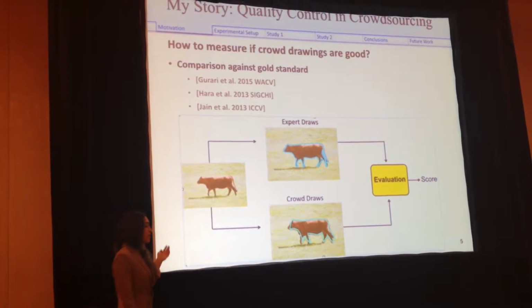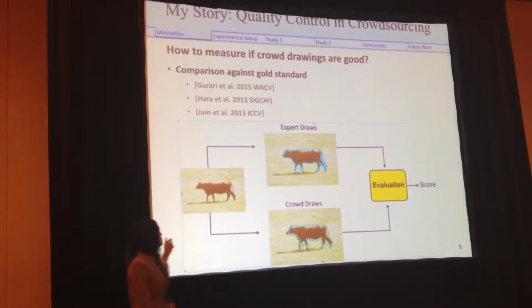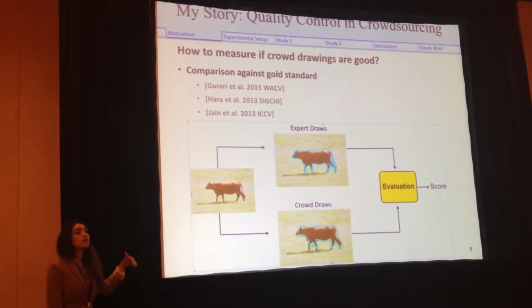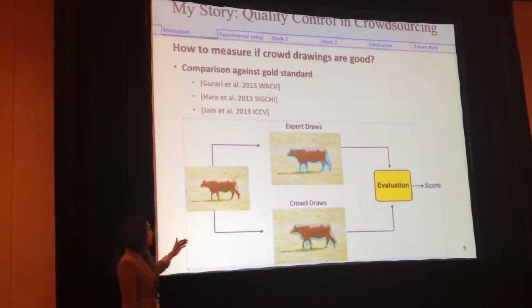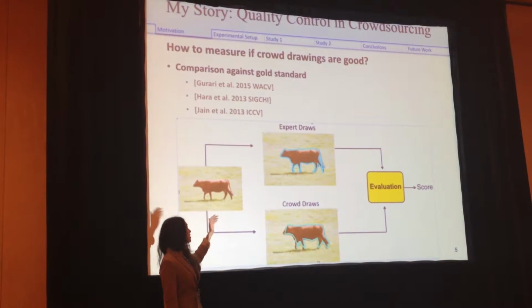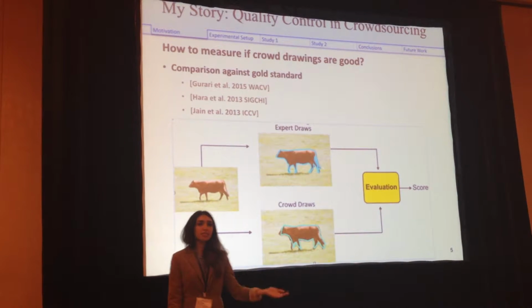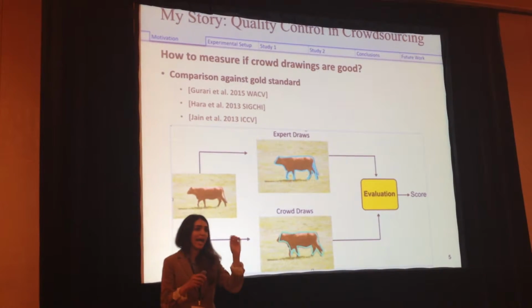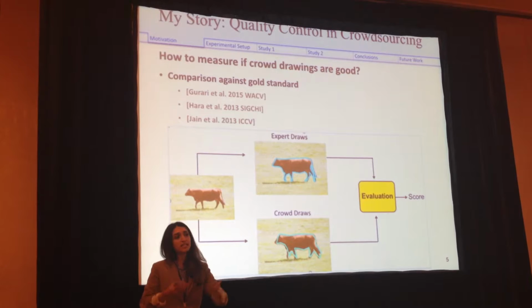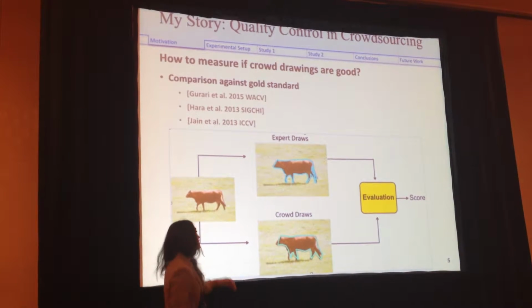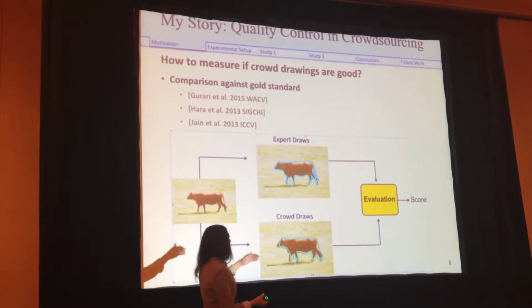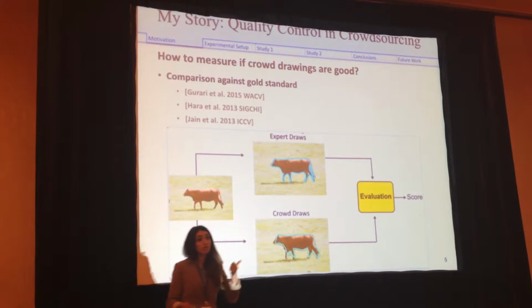Another method to evaluate crowd drawings was presented in a couple of projects, which was comparing the crowd drawings with expert drawings. So they were asking domain experts to come up with accurate boundaries, and they were collecting drawings from people, and then they had an evaluation method which could compare these 2 and come up with a score.